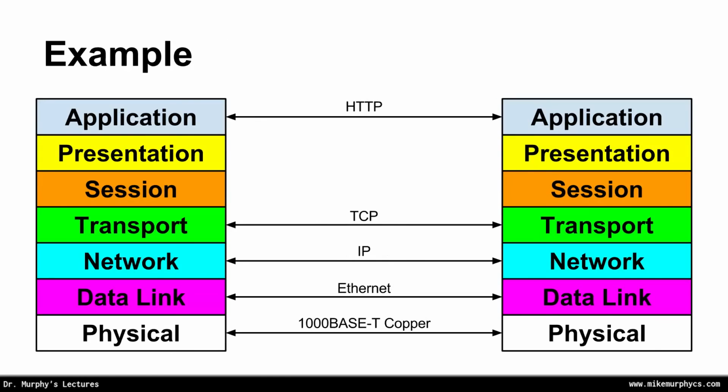So here's an example of a real network protocol stack. At the application layer, we can use an application layer protocol such as HTTP. Again, we skip the presentation and session layers and go straight to the transport layer where we might use TCP, or the Transmission Control Protocol. Below that, we might use the Internet Protocol, or IP. And we might have our IP network running on top of Ethernet, which has an Ethernet data link layer, and we might be using 1000BASE-T, or gigabit Ethernet copper connections as our physical layer.